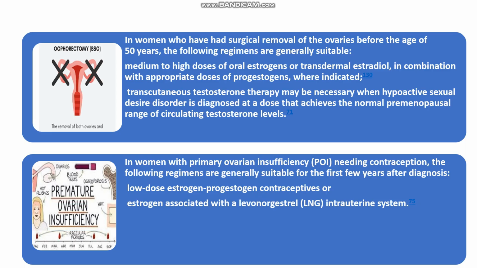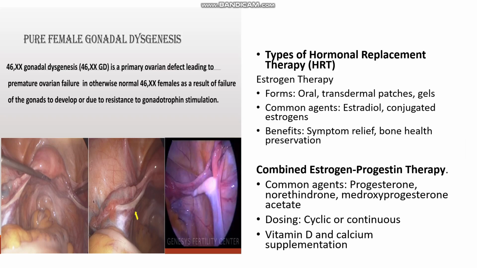In women with primary ovarian insufficiency needing contraception, the following regimes are generally suitable for the first few years after diagnosis: low-dose estrogen progesterone contraceptives or estrogen associated with the levonorgestrel intrauterine system.